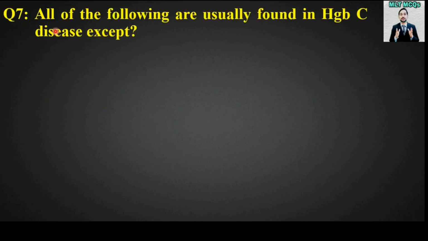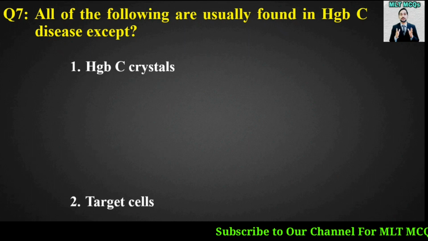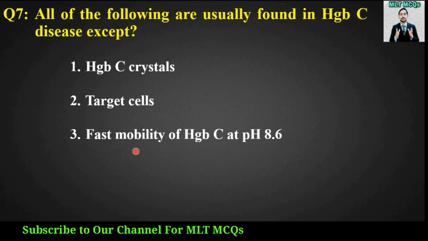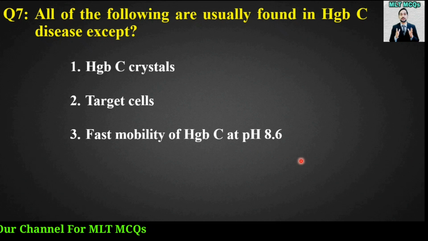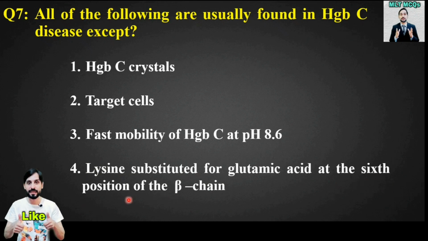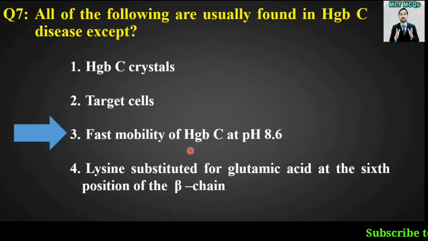MCQ number 7 is, all of the following are usually found in hemoglobin C disease except, options are hemoglobin C crystals, target cells, fast mobility of hemoglobin C at pH 8.6, lysine substituted for glutamic acid at the 6th position of the beta chain. And the right answer for this MCQ is option number 3, fast mobility of hemoglobin C at pH 8.6.